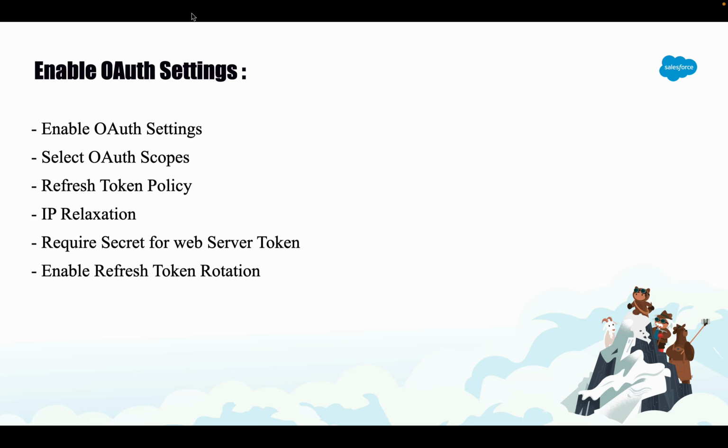There will be a couple of checkboxes, like require secret for web server token or enable refresh token rotation. Require secret for web server token ensures that the client secret must be verified during the token exchange step. Generally, without it, we will not be re-verifying the client secret. If we have the authorization code, that should be sufficient. But if we check this checkbox, then we'll also have to provide the client secret along with the authorization code.